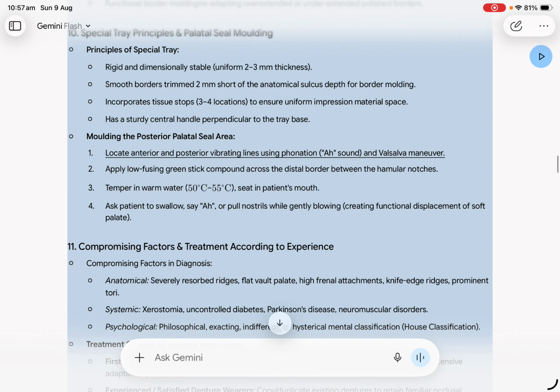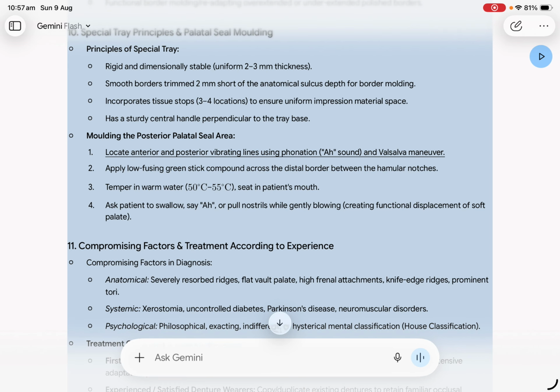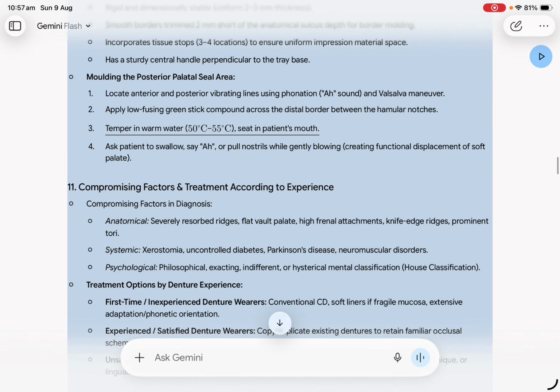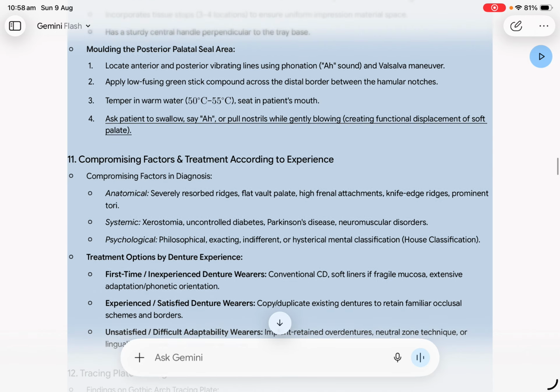1. Locate anterior and posterior vibrating lines using phonation, R-sound, and Valsalva maneuver. 2. Apply low-fusing green stick compound across the distal border between the hamular notches. 3. Temper in warm water, seat in patient's mouth. 4. Ask patient to swallow, say ah, or pull nostrils while gently blowing, creating functional displacement of soft palate.